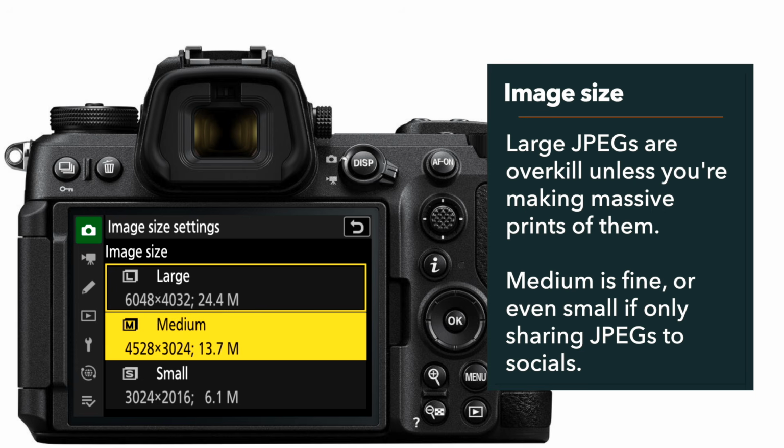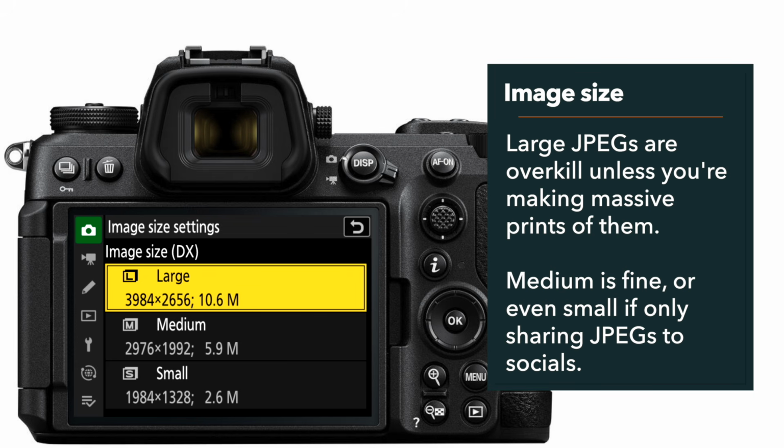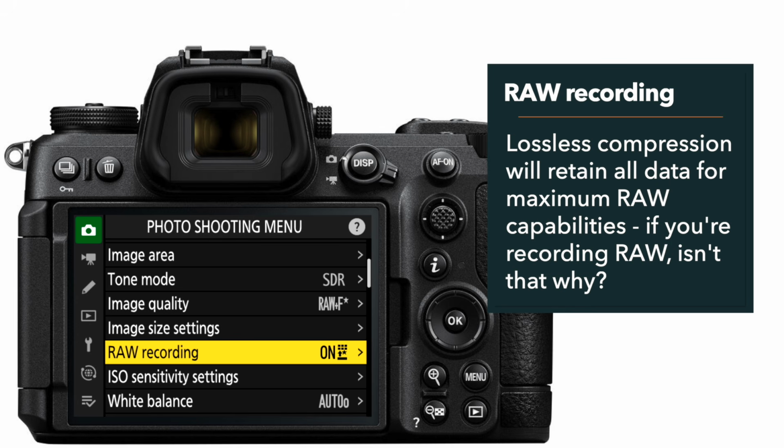If you do have a full frame camera, I'd recommend enabling DX image sizes with the large size to account for the crop when using a DX lens on a full frame camera, if that's what you're doing. If you are recording the RAW file format, there's a reason for doing that.